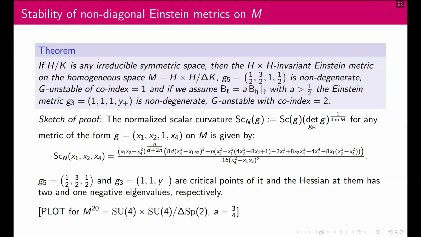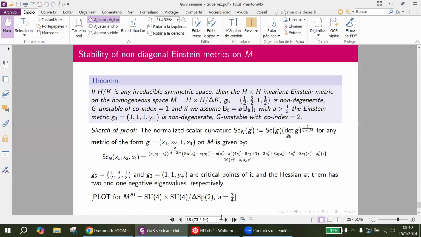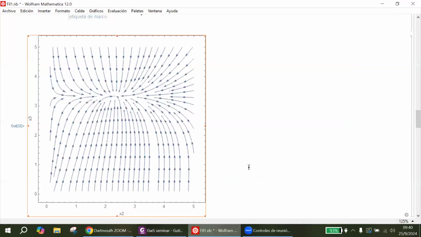So to show you a plot of this, we consider as an example the homogeneous space M20 of dimension 20, given by SU4 times SU4 over delta SP2. Here, the constant A of the Killing form is given by 3 over 4. So we have that both non-diagonal metrics exist here. And let me show you the plots.